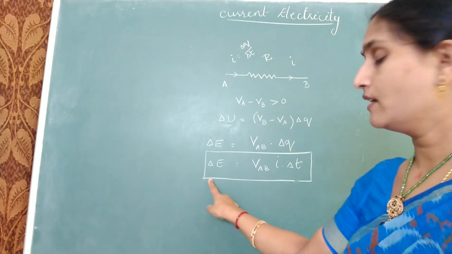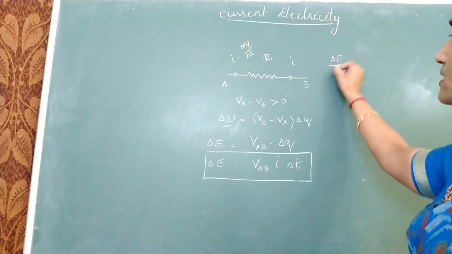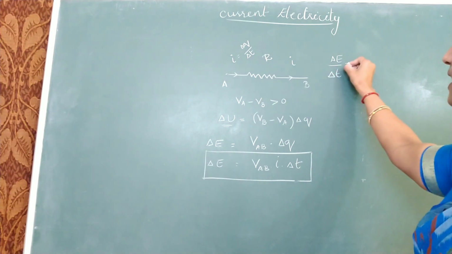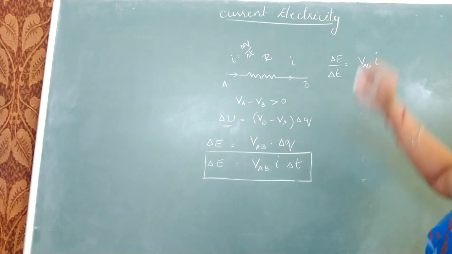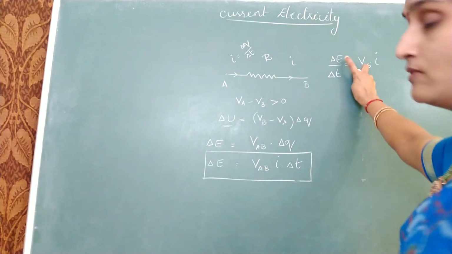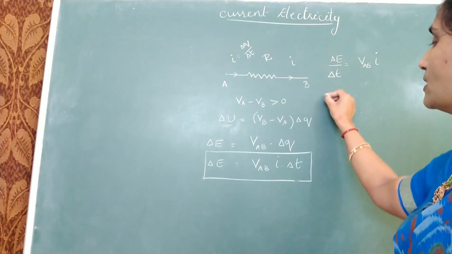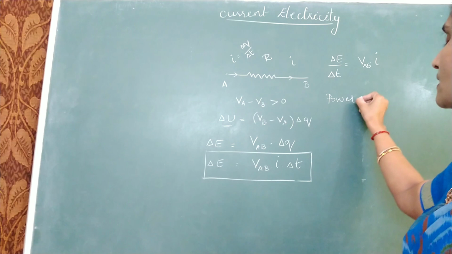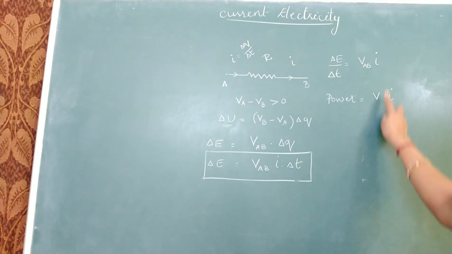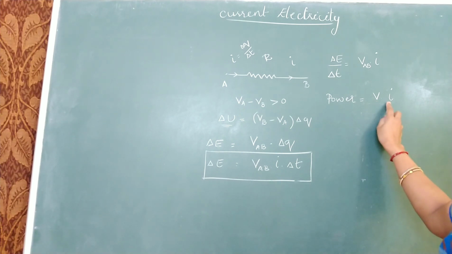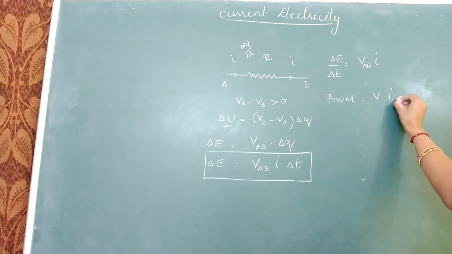Now bring this delta T to the denominator. The rate at which this energy is dissipated, can I write it as potential difference into the current I? And we know the rate at which energy is lost, can I call this electrical power? So what is electric power equal to? V into I, potential difference multiplied with current. So if you are writing it in terms of V and I, you can leave it this way. Or you can also express it in other forms.